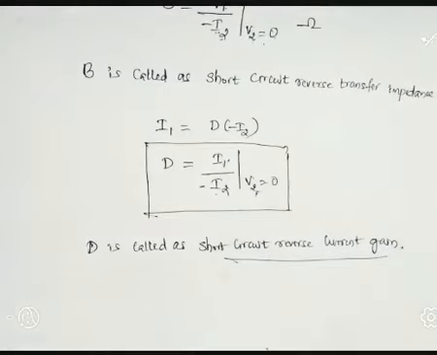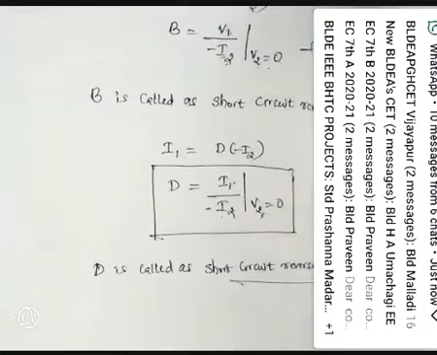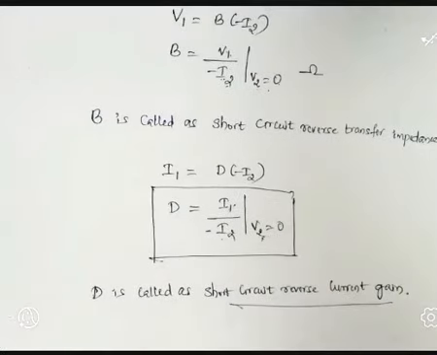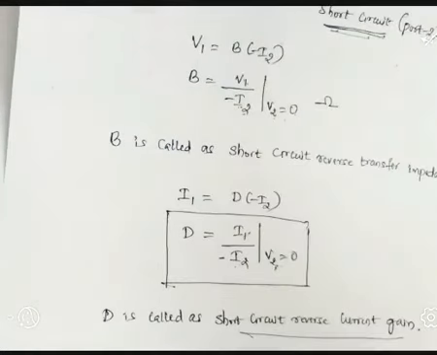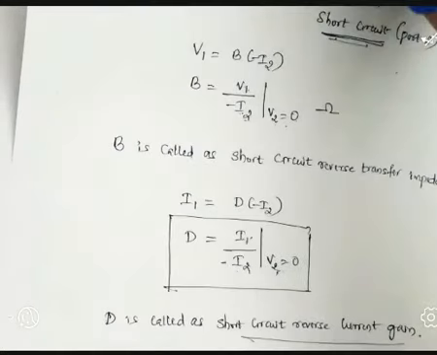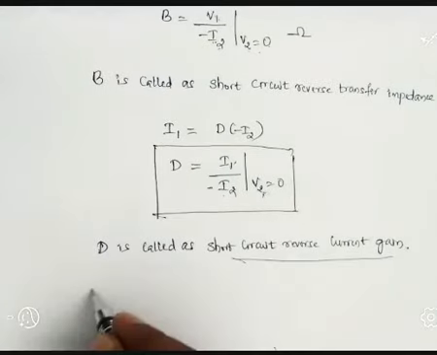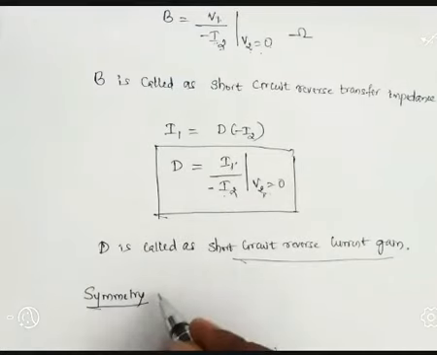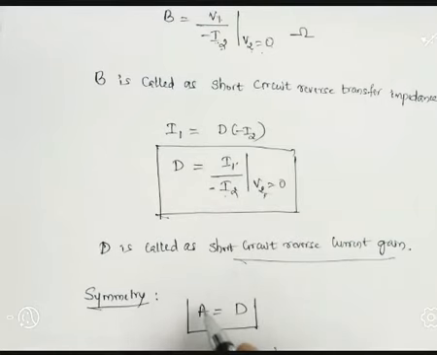Now, the next part is, let us discuss the conditions for symmetry and reciprocity. First, we'll discuss the condition for symmetry. Then we'll discuss the condition for reciprocity. Symmetry condition is A is equal to D. This is the condition for symmetry.